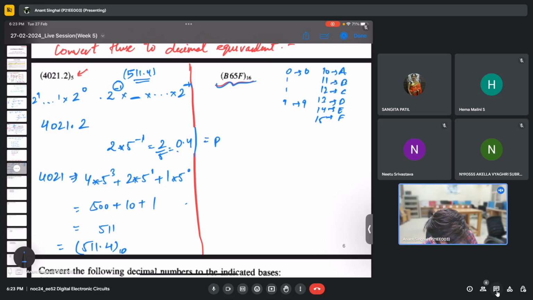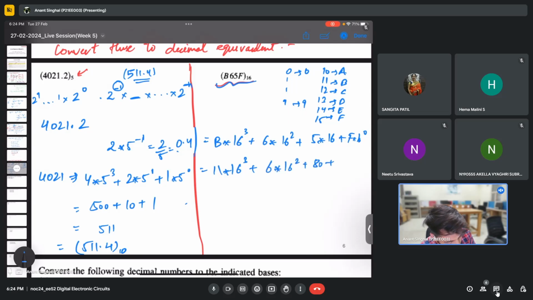So we can easily calculate this. It is B times 16 raised to power 3, then it is 6 times 16 square, 5 times 16, and finally we have F times 16 raised to power 0. So B, you can see, is 11 times 16 cube, 6 times 16 square, then 5 times 16 is 80, and finally F we have 15. So we have got, I guess, okay, so we need to do the calculation here. So 16 cube is 96.